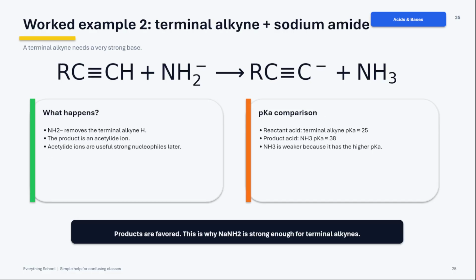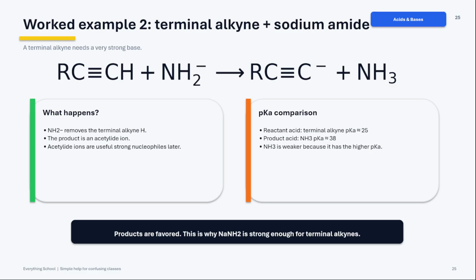Slide 25. Worked example 2, terminal alkyne plus sodium amide. A terminal alkyne needs a very strong base. What happens? NH2- removes the terminal alkyne H. The product is an acetylide ion. Acetylide ions are useful strong nucleophiles later.